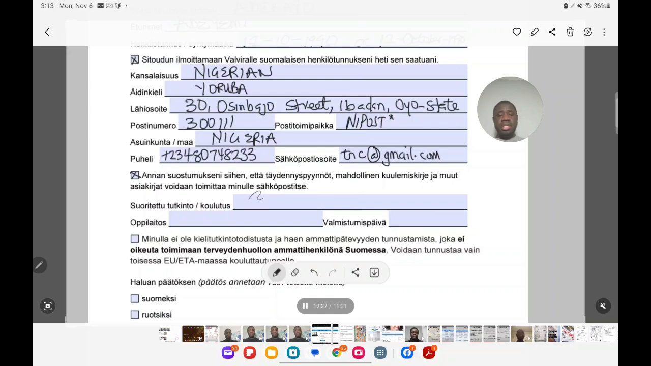So general nursing diploma, if you are RN diploma, and if you are a bachelor nurse, just write bachelor nursing degree. But if you have done your master's degree, you don't have to fill that. It's either you put in your bachelor's degree or RN diploma, whichever one. And this one, Opilaitos, is asking about the name of your school.